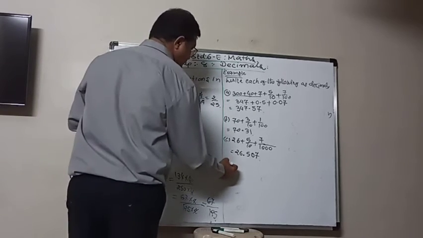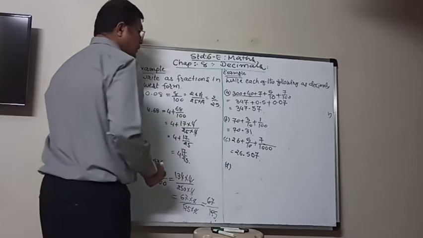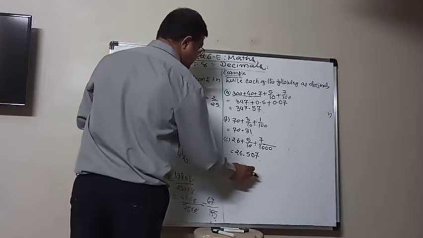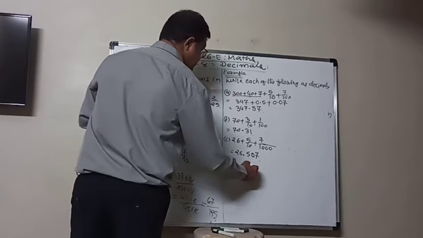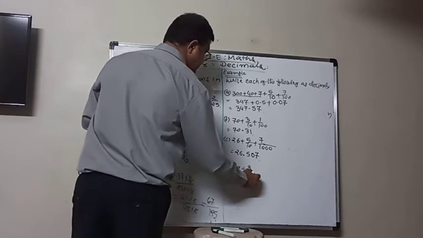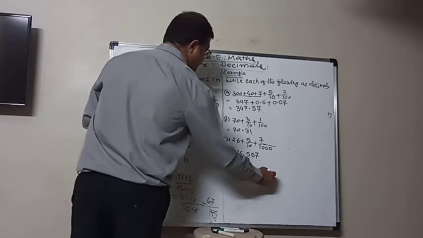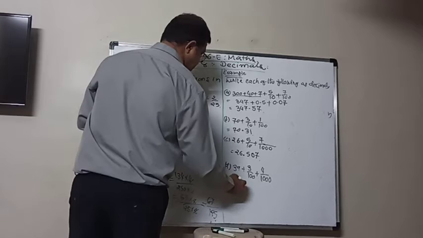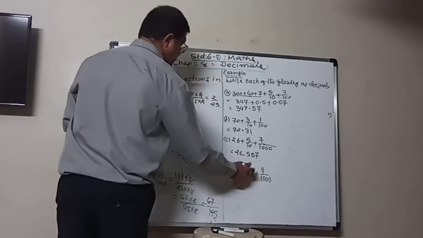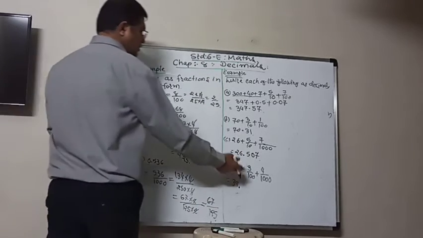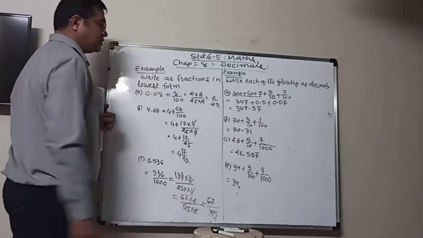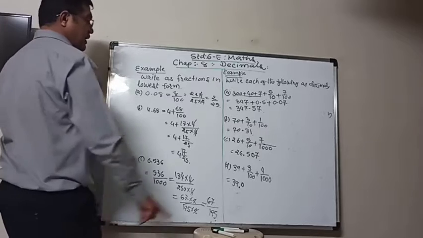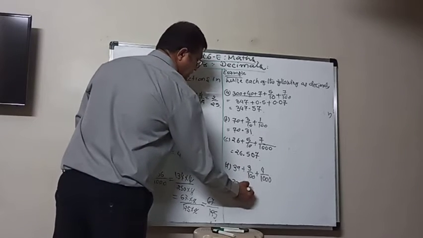Let's take one more example. Like 39 plus 3 upon 100 plus 4 upon 1000. Here you can see that there is no tenths place. 1 upon 10 or 2 upon 10 is nothing. So first there will be 0 in the place of tenths, and then the hundredths is 3 and 4.